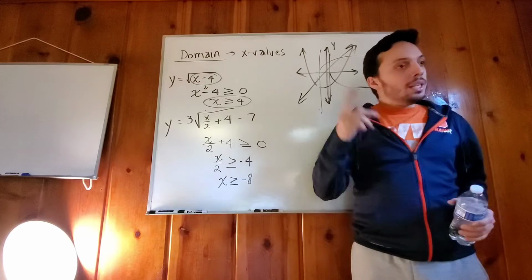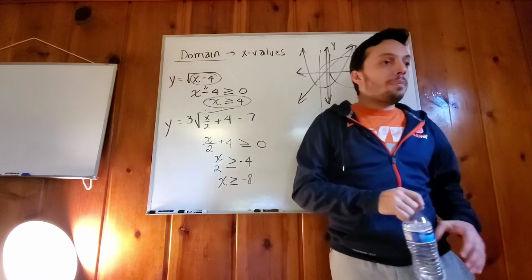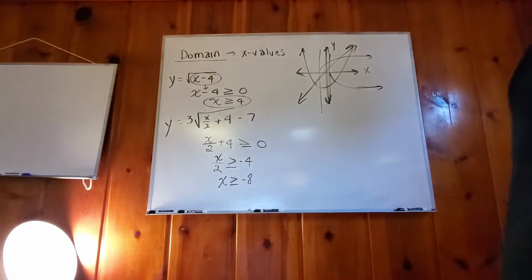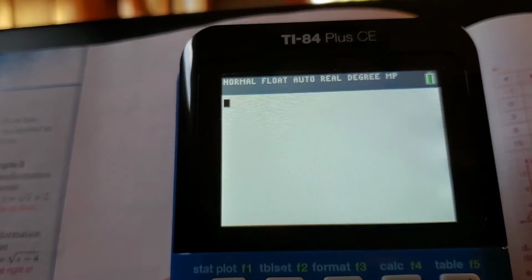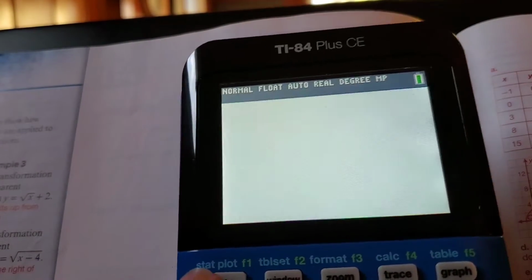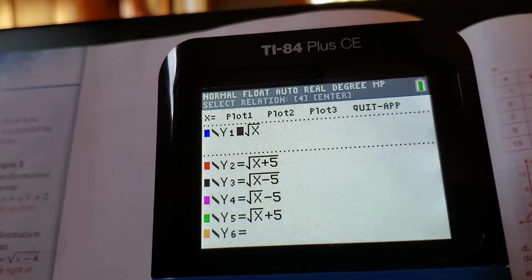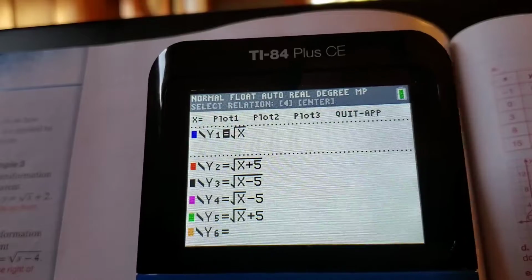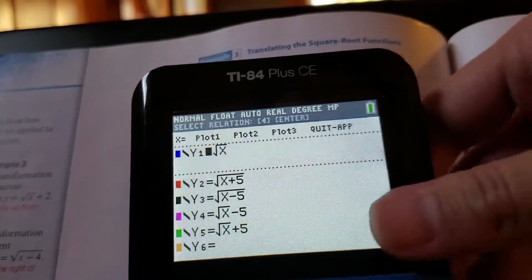So there you go. Let's actually move on to example number 3. Okay, moving to example 3, it's about translating the square root functions. So instead of showing you on the board and doing everything like that, I'm going to do it in the calculator because I think it's going to be easier. So I already put a couple of square root functions into the calculator. So the first one is just the regular square root of x. So let's see what that looks like.